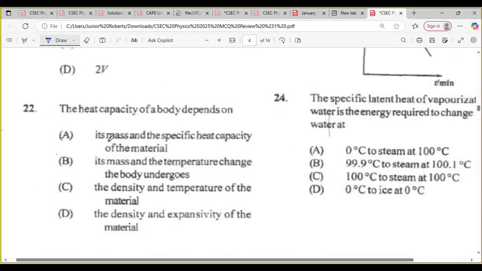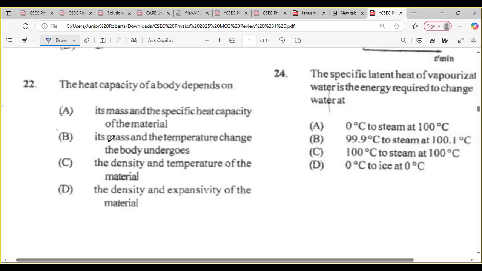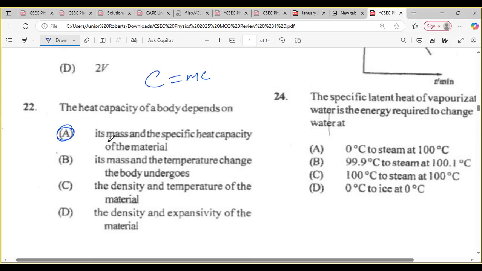A. 22 now says that the heat capacity of a body depends on. So again, we can recall heat capacity C is equal to m times c. So the heat capacity is dependent on the mass and the specific heat capacity. So our answer then would have to be A for 22.